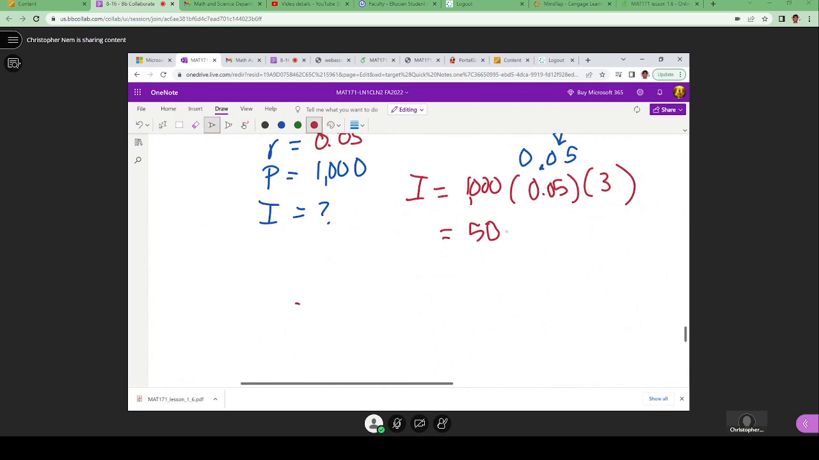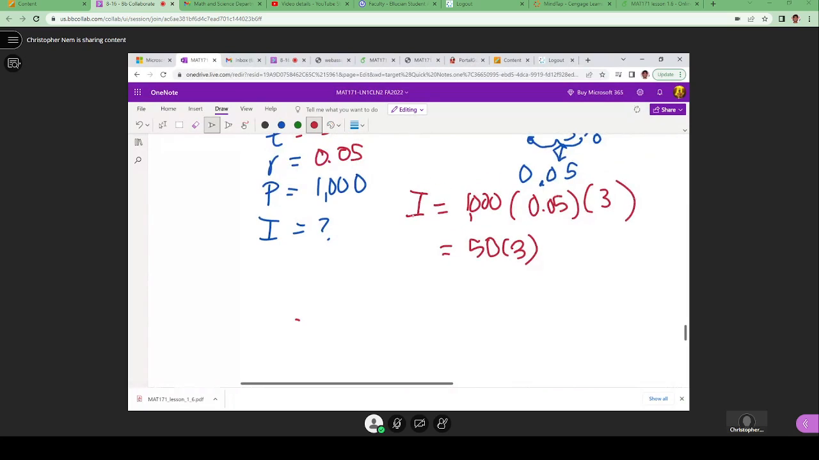50 times 3 years. There you go. That is going to be how much interest you made in total. So that means your interest is going to be $150. That's how much money you made over those 3 years with a 5% interest rate. So that's pretty good, actually.